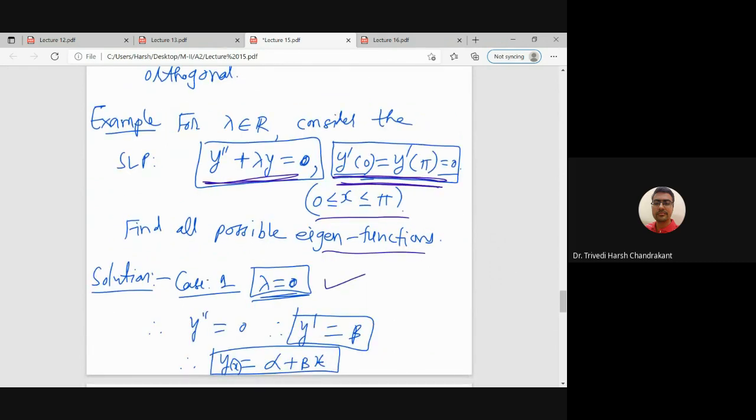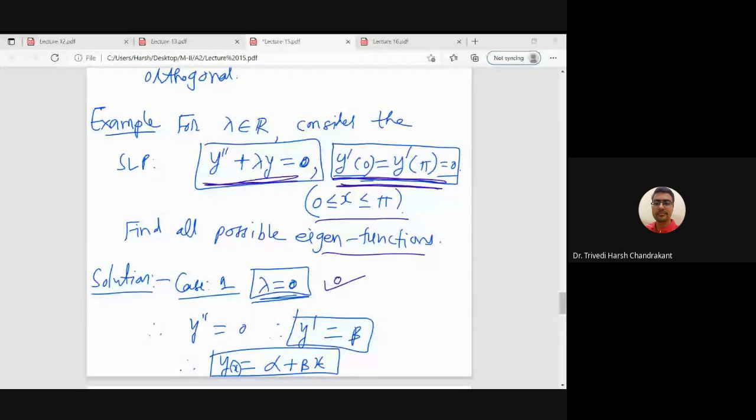So we are starting with the first case. One by one we will take the value of lambda, and depending on what lambda is, we will find the characteristic polynomial, because this is a second order linear differential equation with constant coefficients.